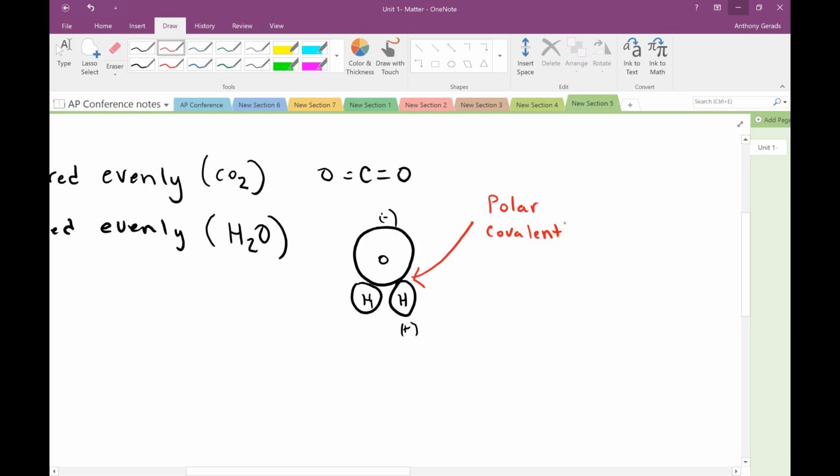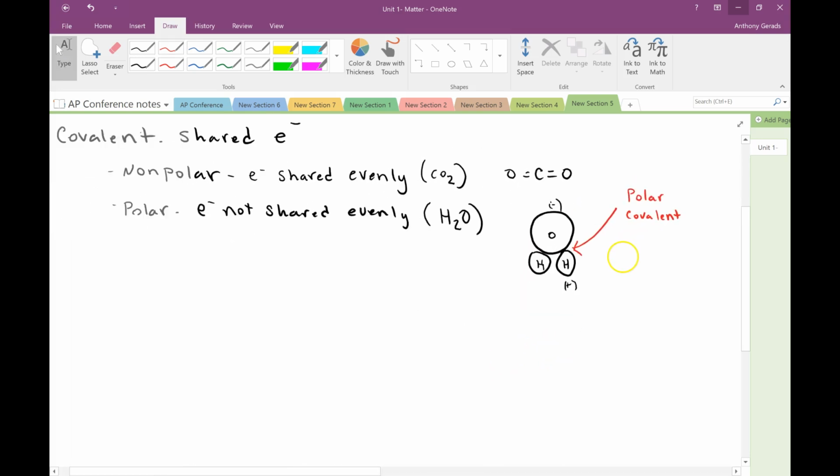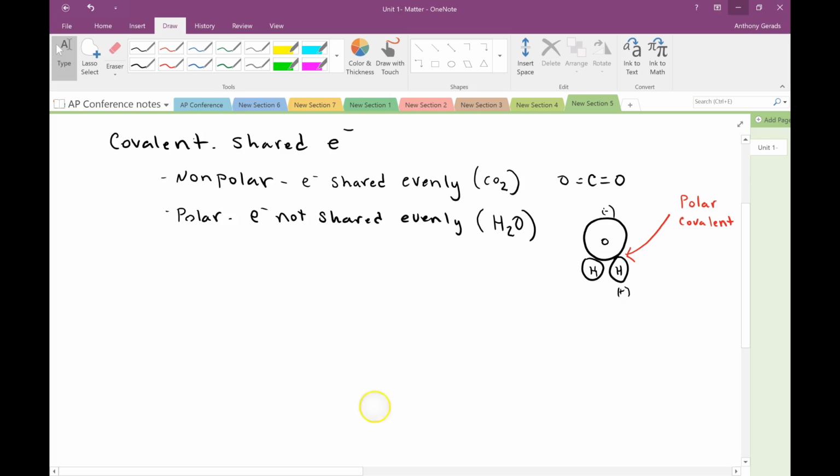Yep. I've got a polar covalent bond, meaning they're sharing electrons, but they're not sharing them evenly. That's why the oxygen's going to be slightly negative, the hydrogen's going to be slightly positive. It causes water to behave the way it does. If water wasn't polar covalent, then it wouldn't behave like that, and life wouldn't happen on Earth. Okay? The other type of bond that we have is going to be ionic.